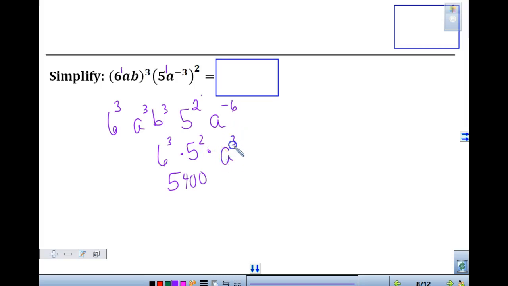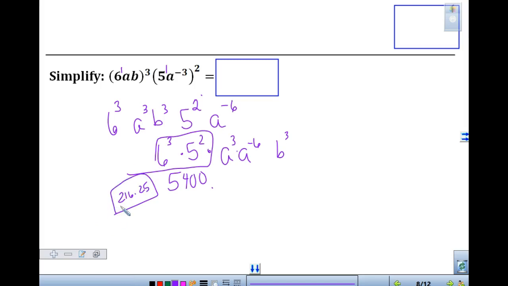So I have a to the 3rd and a to the negative 6. 6 to the 3rd is 216, times 25. You can even put the whole thing in your calculator like this, or you can put in that it is 216 times 25. These are all being multiplied.